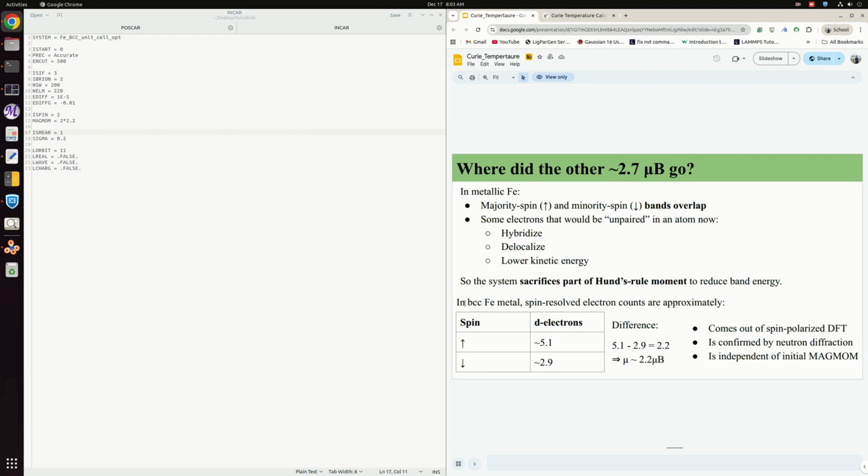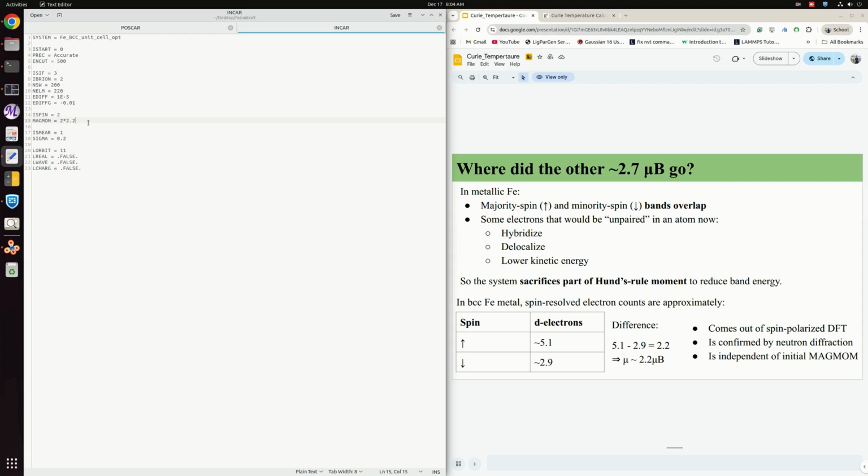In BCC Fe metal, as we have chosen this as our structure, the spin resolved electron counts are approximately nearly 5.1 for spin up, and nearly 2.9 for spin down. So their difference gives us this 2.2 μB value, and that's why we have used this magnetic moment as 2.2.